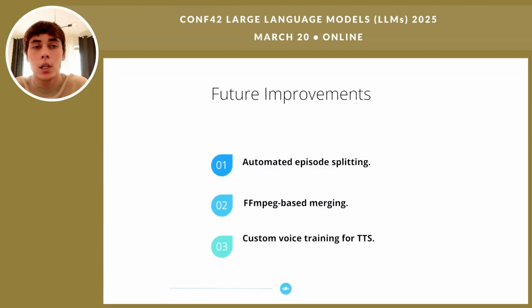Future improvements. We've come a long way, but there is still room for growth. Future updates will make this even better. As we refine our podcast localization pipeline, we're looking ahead to key enhancements that will improve efficiency and audio quality. Our next steps include automating episode splitting for better segment control, integrating FFmpeg for seamless audio merging, and developing custom-trained TTS voices to enhance naturalness and authenticity. These improvements will help create a more polished and engaging listening experience for localized content.